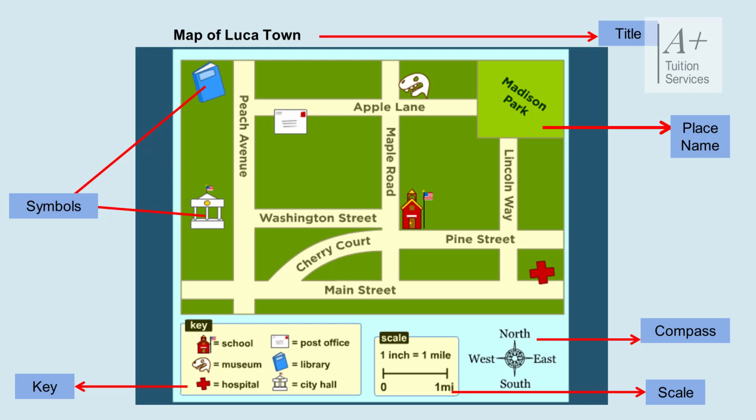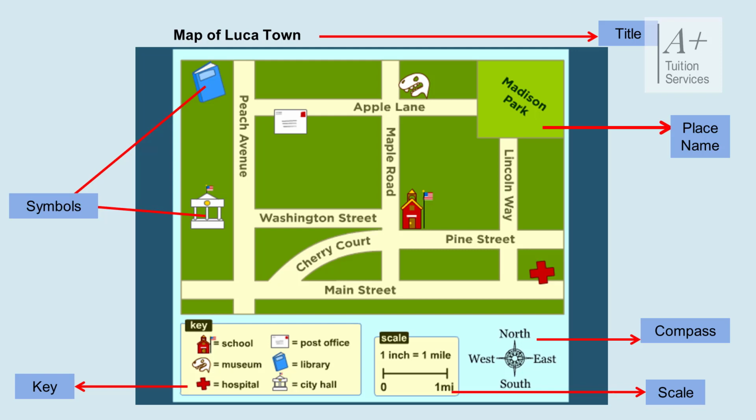There's also the place names such as Madison Park, there's street names, and there are also driveways such as Cherry Court, which leads to Pine Street. Okay, there are various buildings, community buildings for example, that are used in the map. So we have a school, a hospital, a museum, a post office, a library, and city hall. All these things are represented with different symbols.